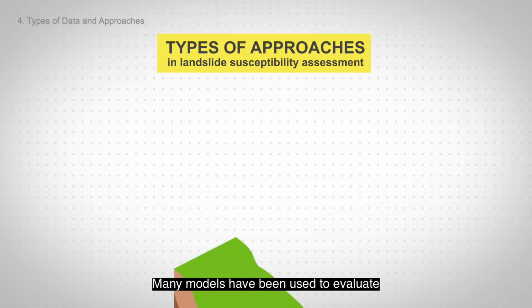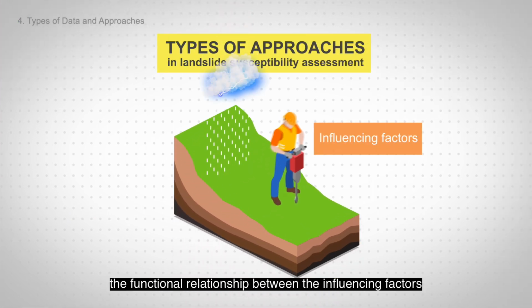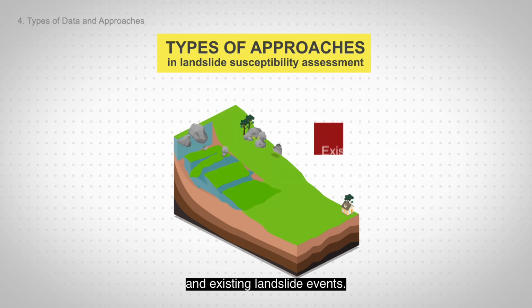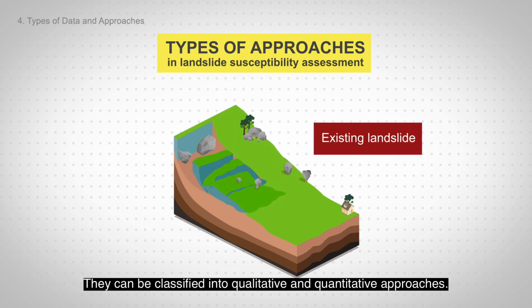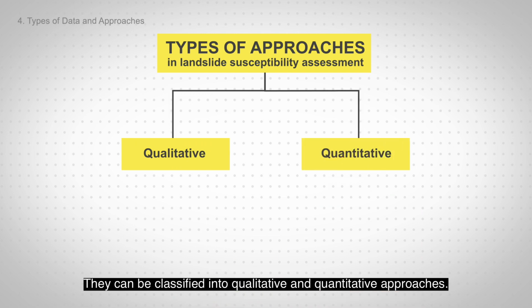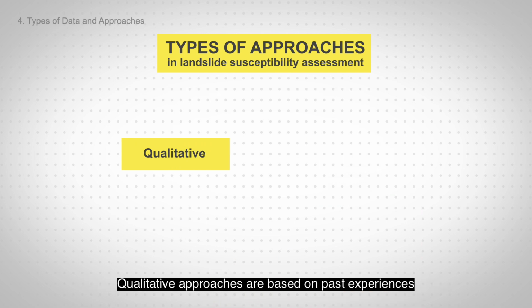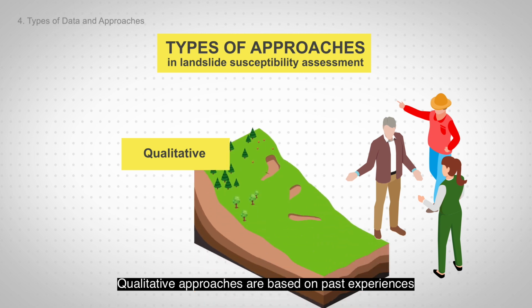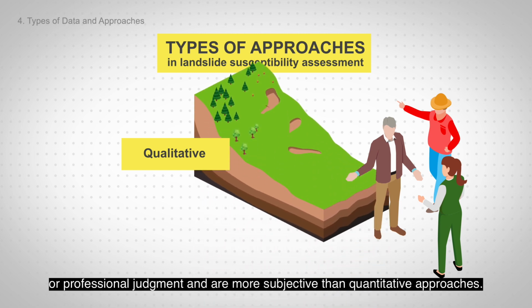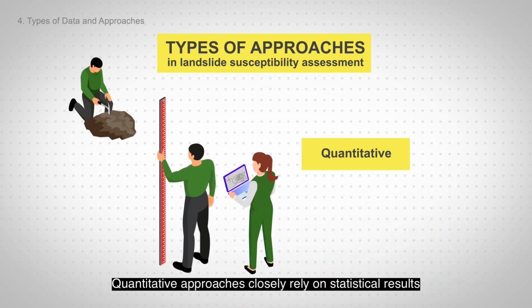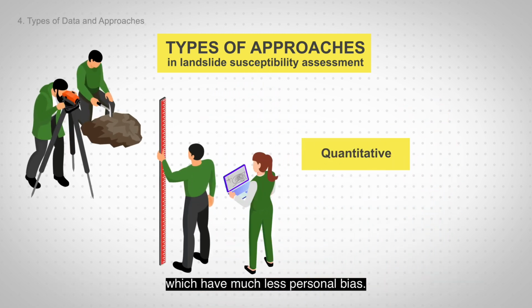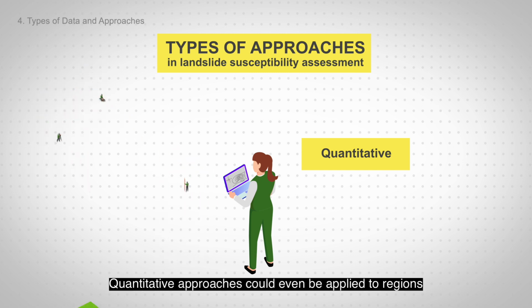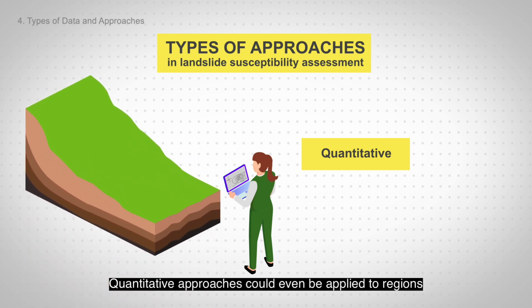Many models have been used to evaluate the functional relationship between the influencing factors and existing landslide events. They can be classified into qualitative and quantitative approaches. Qualitative approaches are based on past experiences or professional judgment and are more subjective than quantitative approaches. Quantitative approaches closely rely on statistical results, which have much less personal bias. Quantitative approaches could even be applied to regions that haven't experienced any landslides, but could very well be landslide vulnerable.